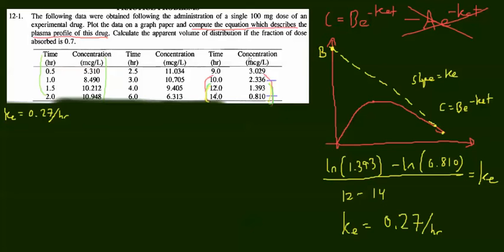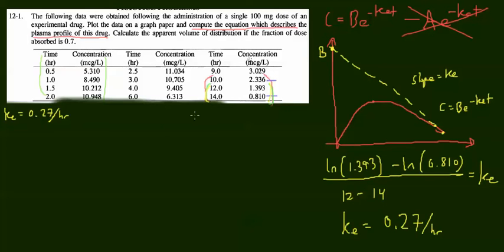So we could plug in 12 for t, and then C would be 1.393, because any time it would be this concentration, right? And we'll find the y-intercept b. Or we could plug in 14 as t, and the C is 0.810, and we'll find b. So let's just do 12.